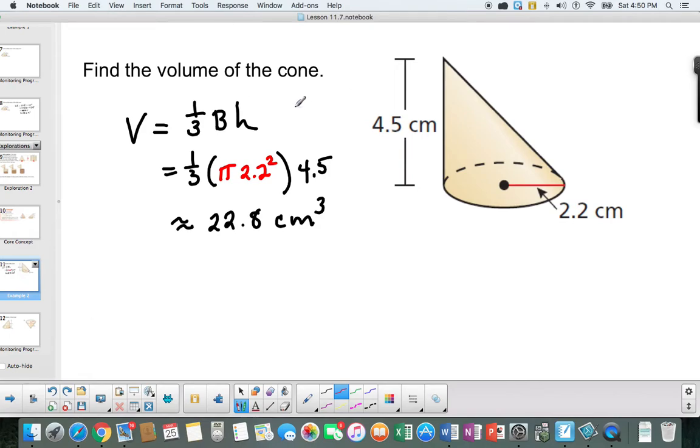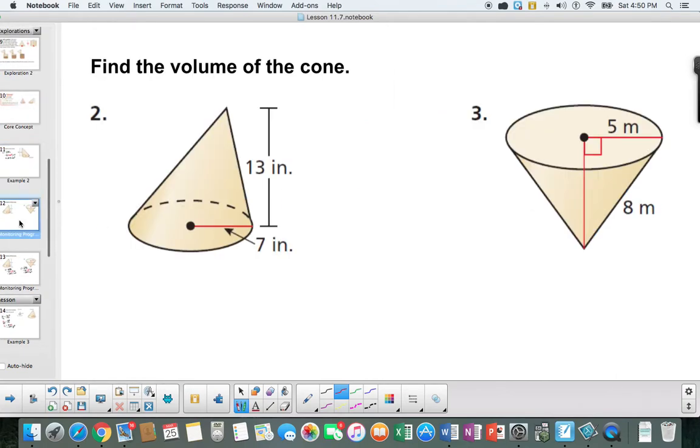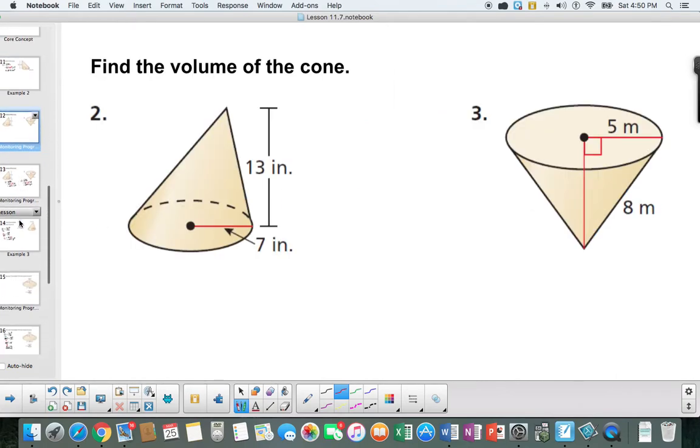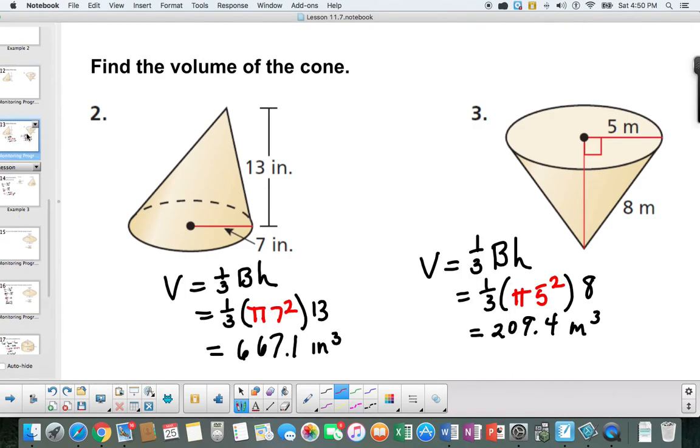Okay, here's how we do the problem. 1/3 area of the base times the height. We just figure out the area of the base, and I put it in red. Here's my height. Remember Cavalieri's principle. This will have the same volume as the one that's standing straight up, as long as the cross sections and the heights are the same. Your turn. Stop the screencast and see what you can do. And here's the answer.